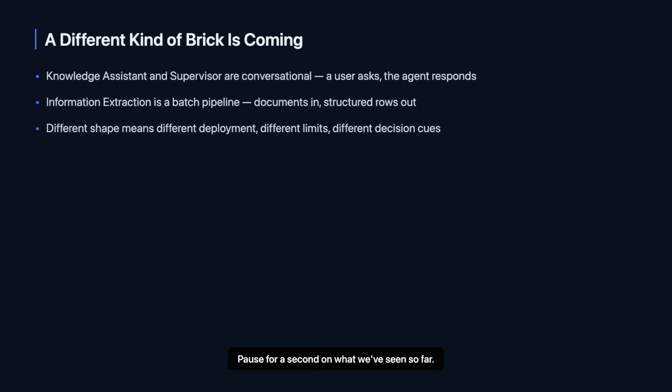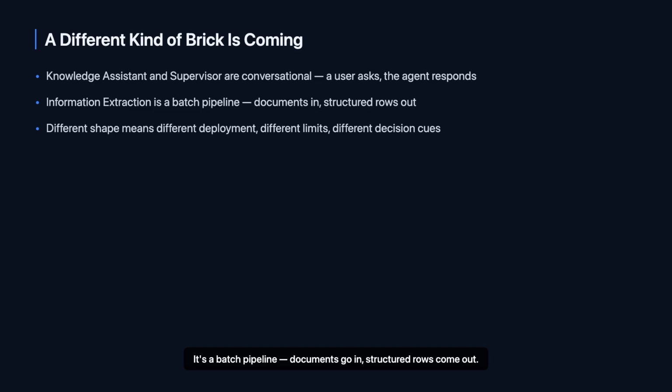Pause for a second on what we've seen so far. Knowledge Assistant and Supervisor are both conversational. A user asks a question, an agent responds in real time. The third brick is different in kind. Information extraction isn't a chatbot at all.